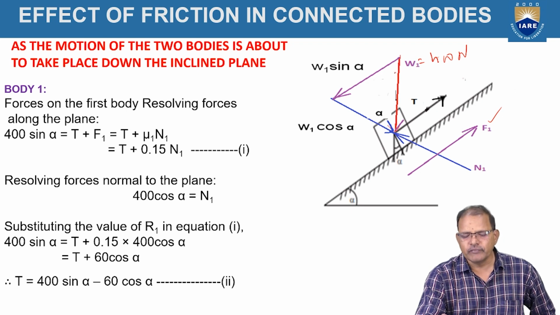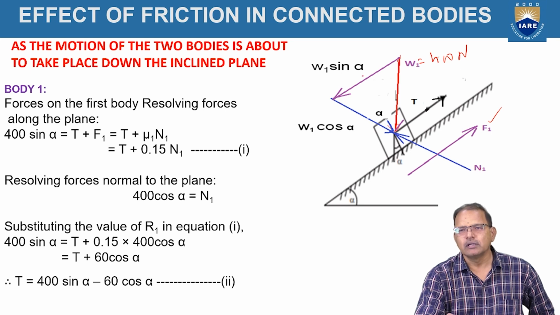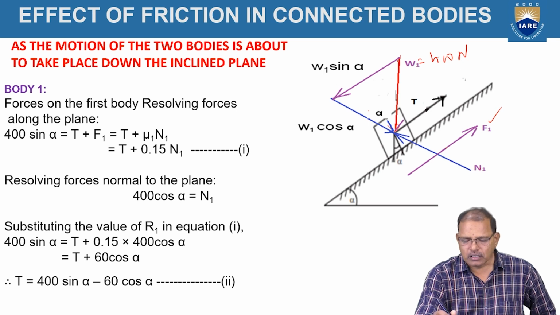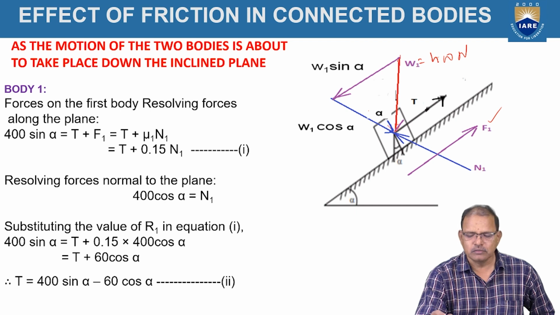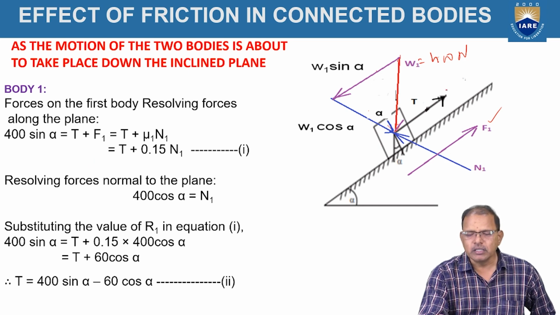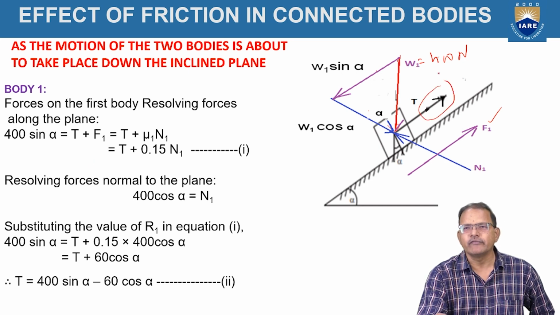The weight of the body is resolved into two components: W sin alpha acting downward along the plane, and W cos alpha acting perpendicular to the inclined plane. Now when the forces are resolved along the plane, 400 sin alpha is acting downward, and it is equal to T, where T is the tension in the string, which is always away from the object. According to the problem, it is acting toward the right-hand side.